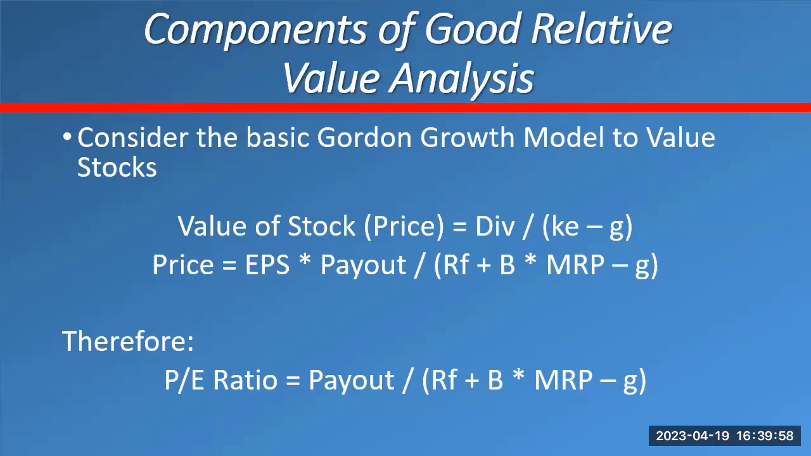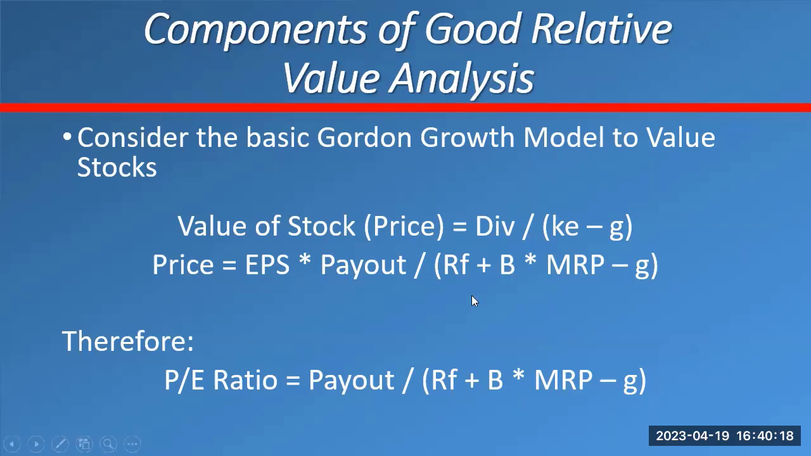Everything else, opposite direction. So this is telling you that a PE ratio is a reflection of the current level of interest rates, the current level of overall risk assessment, the relative risk of the company, and the growth of the company. All of that is in a PE ratio, every single one of those.